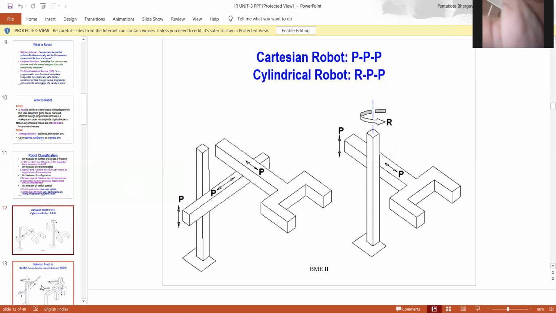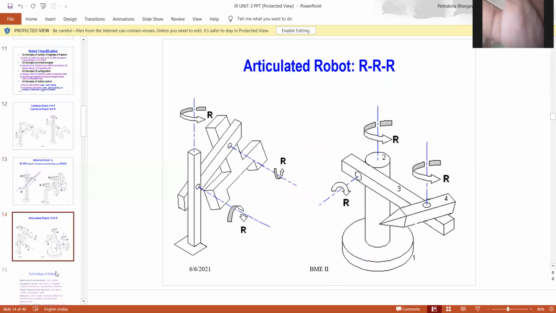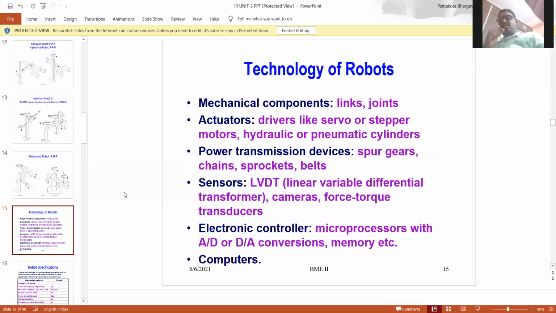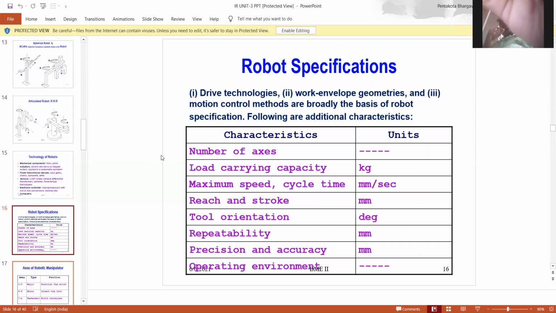Next, here you can see the roll, pitch. Next slide.